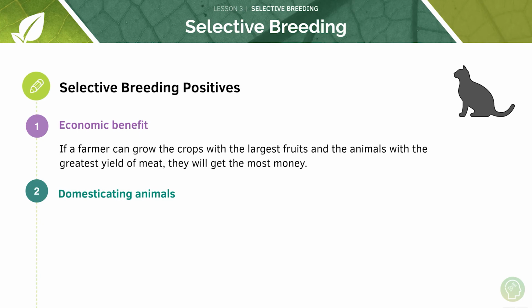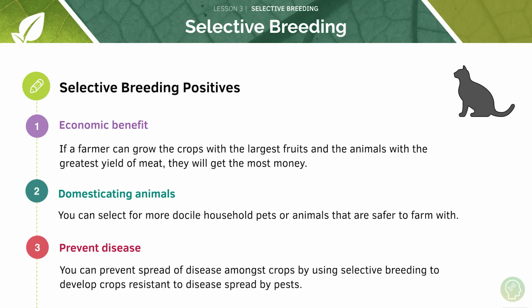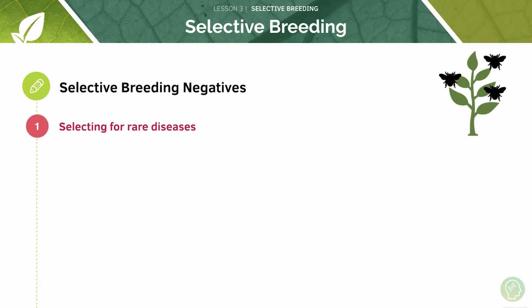Now, selective breeding, as I mentioned earlier, is also really good in selecting for more docile household pets or animals that are safer to farm with or safer to keep in the house. And we can also use selective breeding to prevent disease. So disease amongst crops can be very detrimental to crop yields. So by using selective breeding, we can select crops that are resistant to disease. Okay, so those are your 3 selective breeding positives that you need to remember.